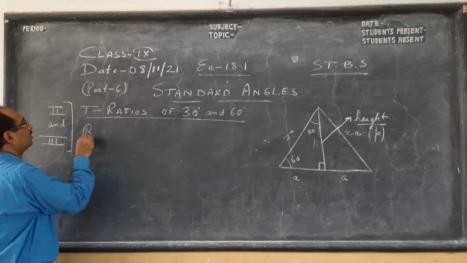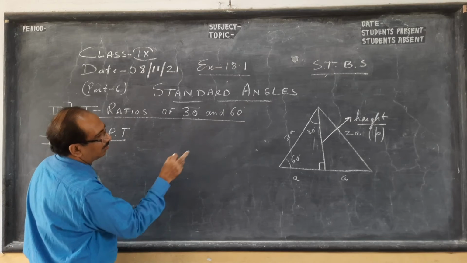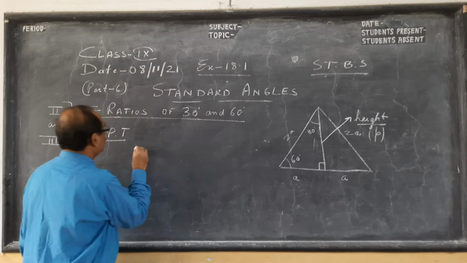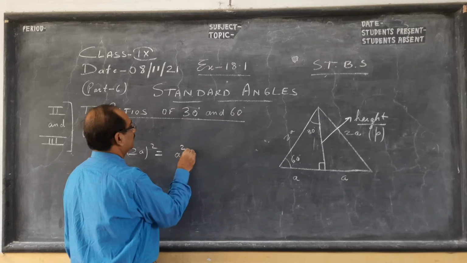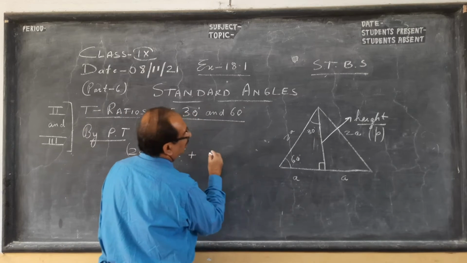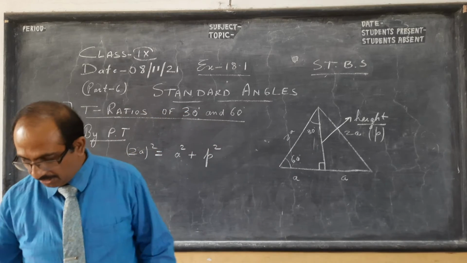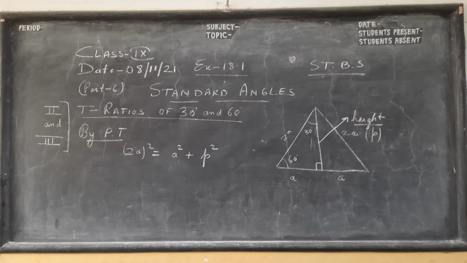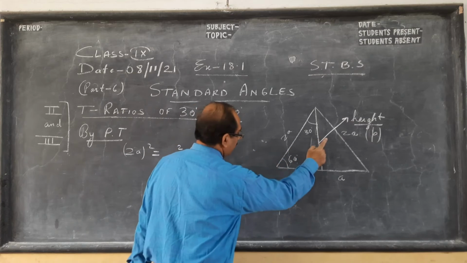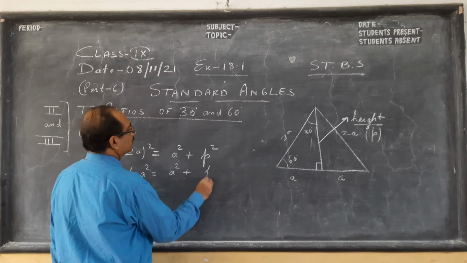So see, by Pythagoras theorem, we have hypotenuse square is equal to this square plus this square. So let it be P. So we'll solve for P. P, remember, is perpendicular or height. So this is 4a square, this is a square and this is P square.